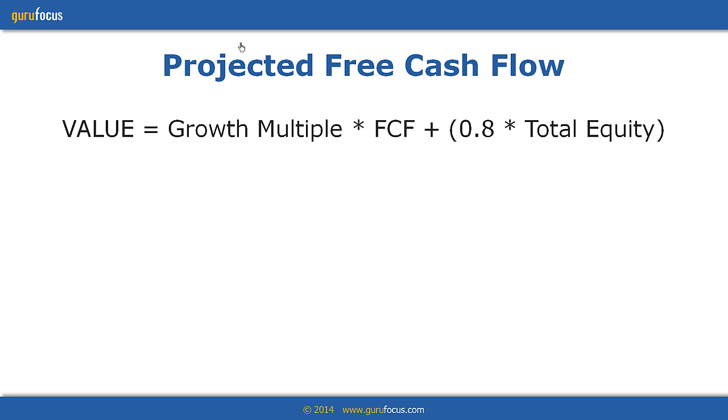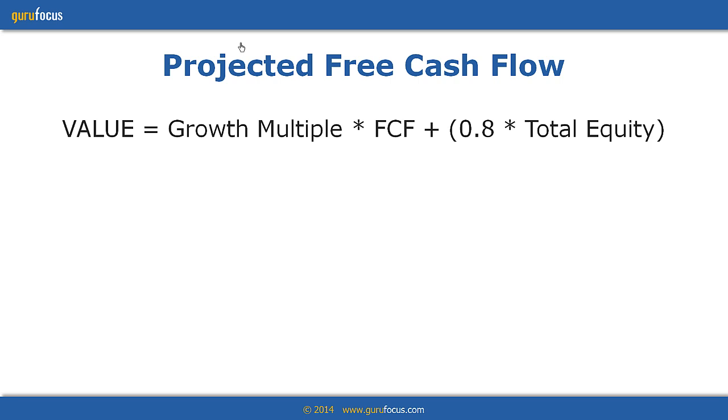Now, related to free cash flow, this is something Charlie created called projected free cash flow. And what it does is give you a dollar figure, and it's one of those histogram bars at the top of the price. So this is how it's put together. The value it puts out is the growth multiple based on the average the company's been growing times that free cash flow figure, plus it's adding in 80% of the total equity. Okay, so total equity is just book value, right? What do you own minus what do you owe?